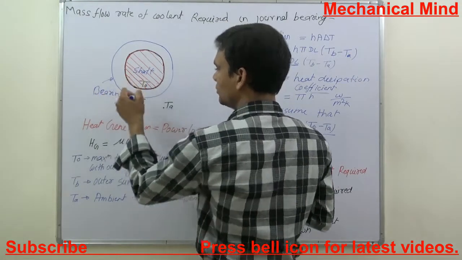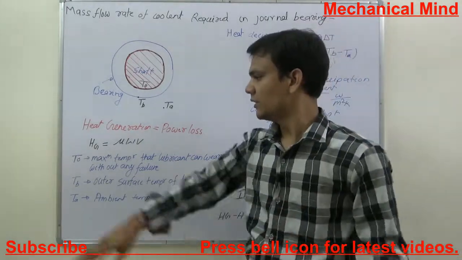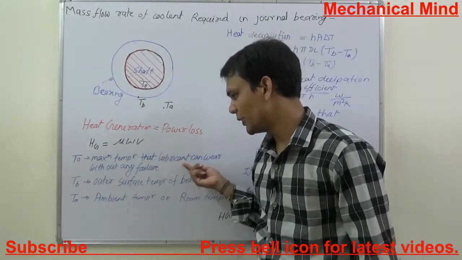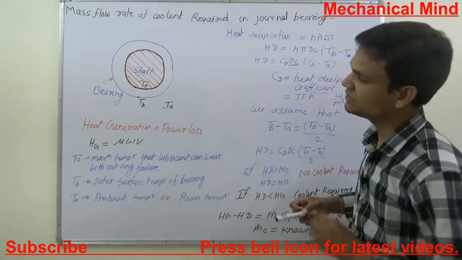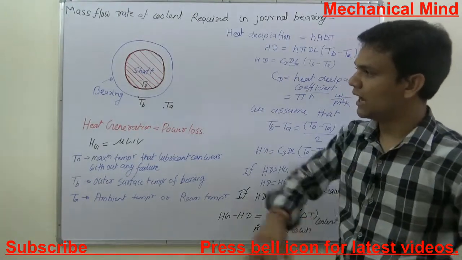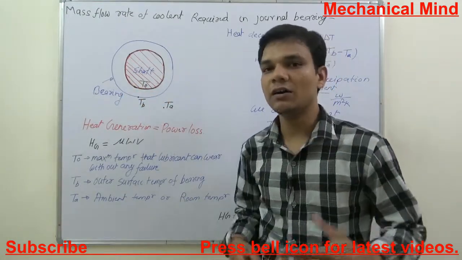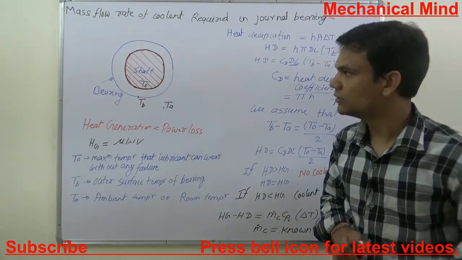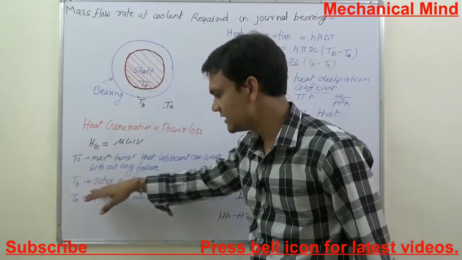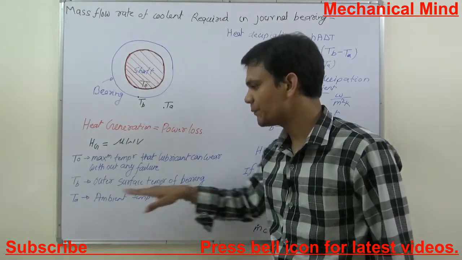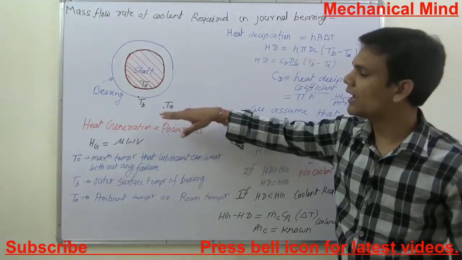Here I write T0, TB and TA. These are showing temperatures. T0 is the maximum temperature of the lubricant that it can bear without any failure. After that the lubricant will fail, or its quality will degrade from its proper working. TB is the outer surface temperature of the bearing, and TA is the ambient temperature, room temperature or atmospheric temperature.